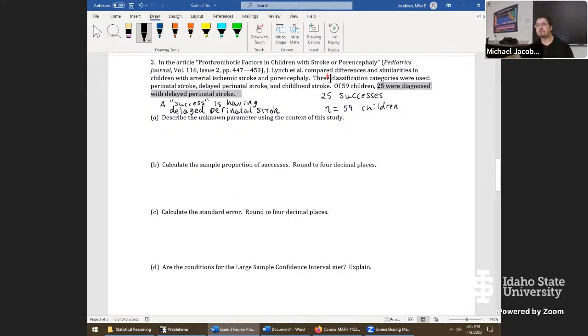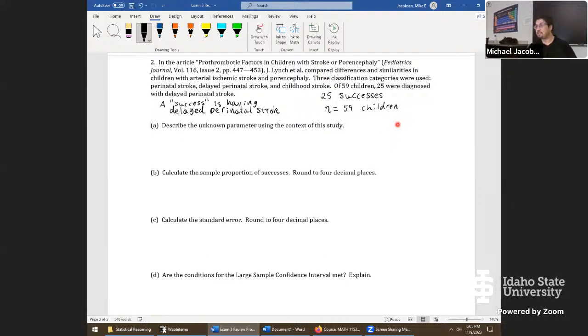We're not too sure how they got those children. There's no information about randomization that they gave us. But so far, we can at least start this procedure and describe a parameter. Any questions first, folks, with the context on this one? Okay, definitely kind of a weird problem.